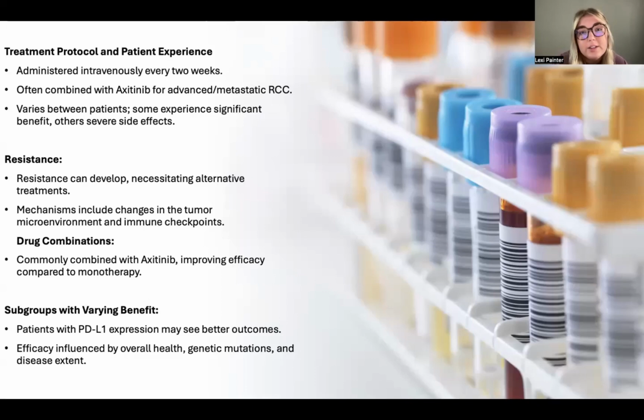Patients with certain biomarkers, such as PD-L1 expression, may experience better outcomes with avelumab. And it's factors like the patient's overall health, the presence of certain genetic mutations, and the extent of the disease that the patient has, that can all influence the effectiveness of the treatment.